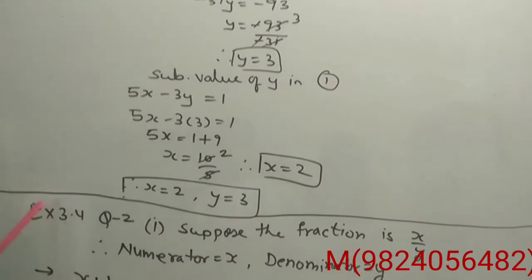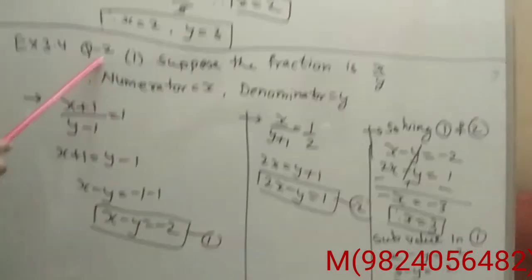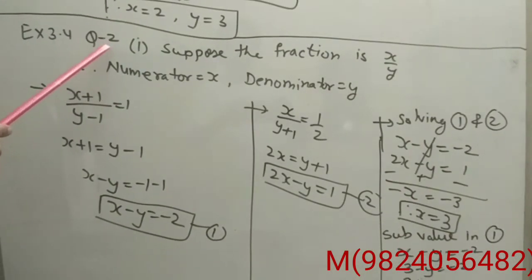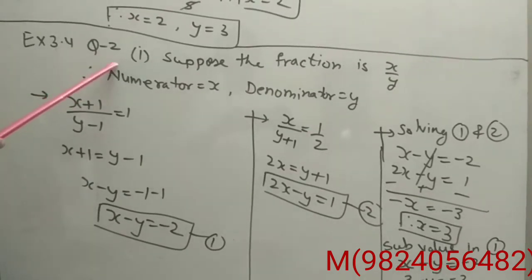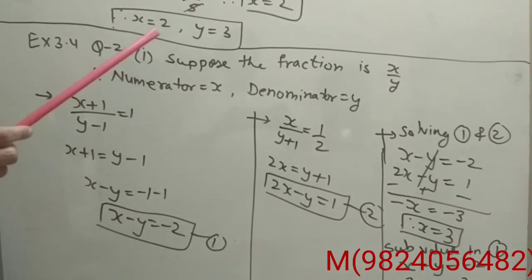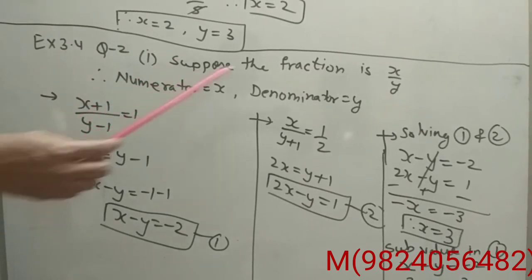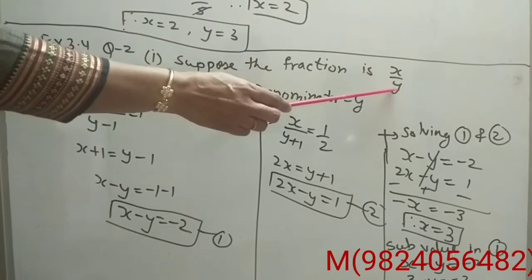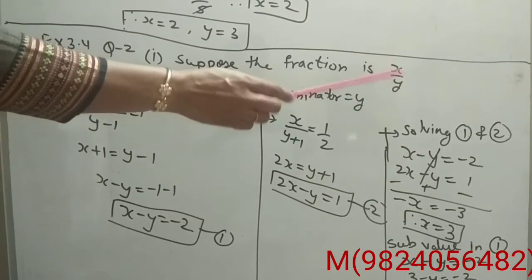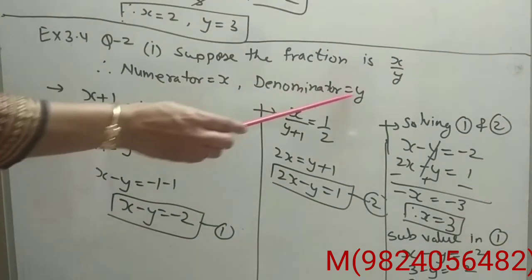Now we are coming to exercise 3.4. In that, from question number 2 onwards, problem sums are given to you. First you have to formulate and then you have to solve. It is given in question number 1 that in a fraction. Now what is the fraction? We don't know. So what we are doing, we are supposing the fraction to be x upon y. When the fraction is x upon y, x is the numerator and y is the denominator.